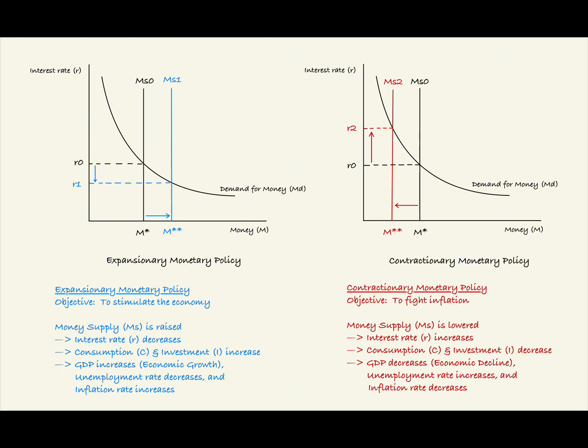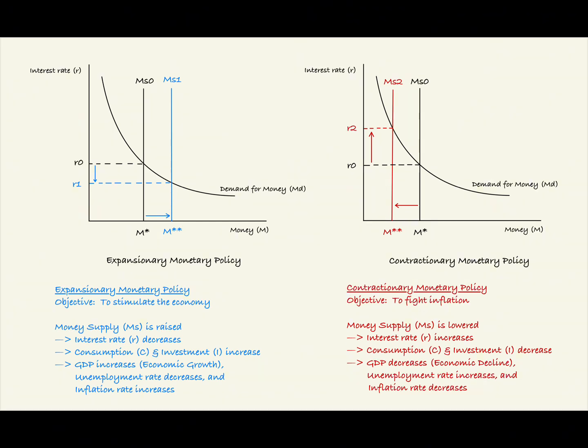Now suppose the central bank observes that the economy is growing too quickly and the inflation rate is rising considerably. In this case, the central bank will enact contractionary monetary policy. To do so, the central bank will lower the money supply. In the graph on the right, we can see the lowering of the money supply in the leftward shift of the money supply curve from MS0 to MS2.